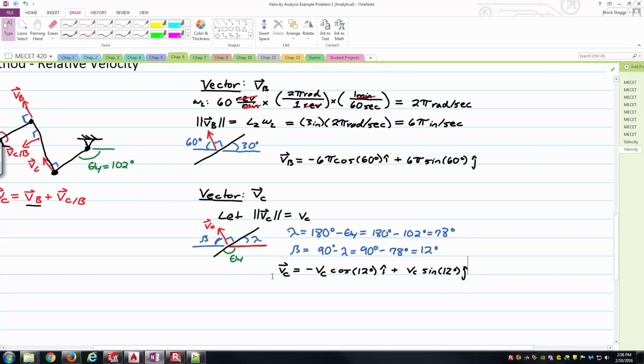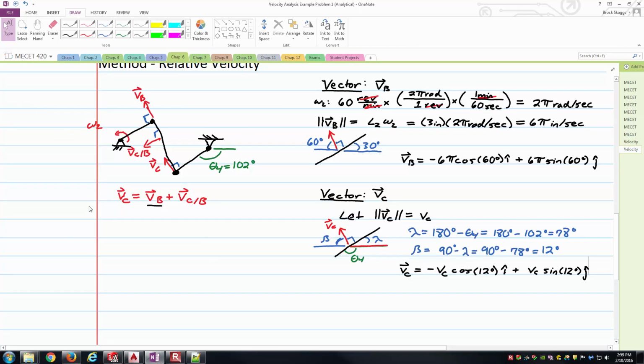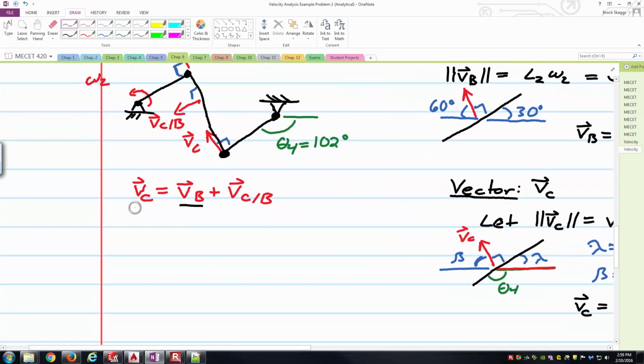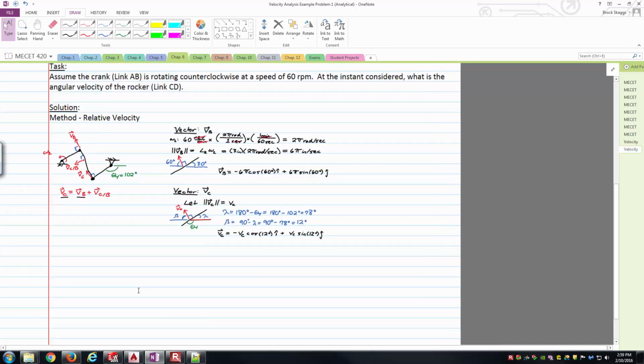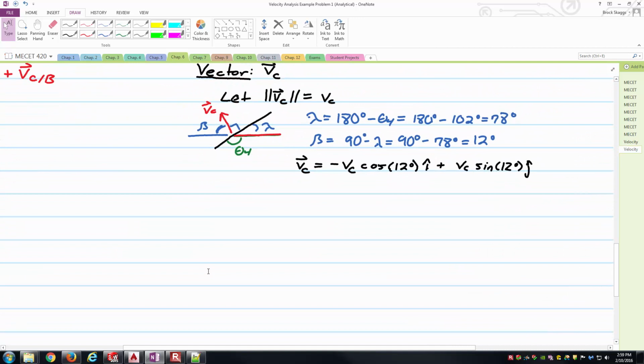And so now I've been able to describe this term, the v sub c, for my vector equation. So one more. I'll see if we can go through this fairly quickly. We've got the relative velocity vector.